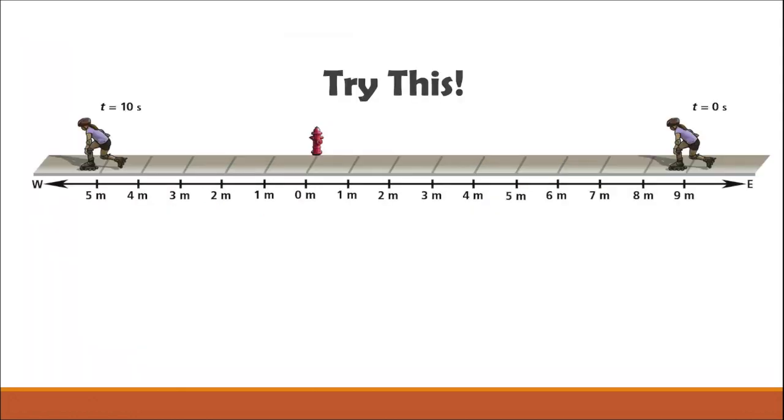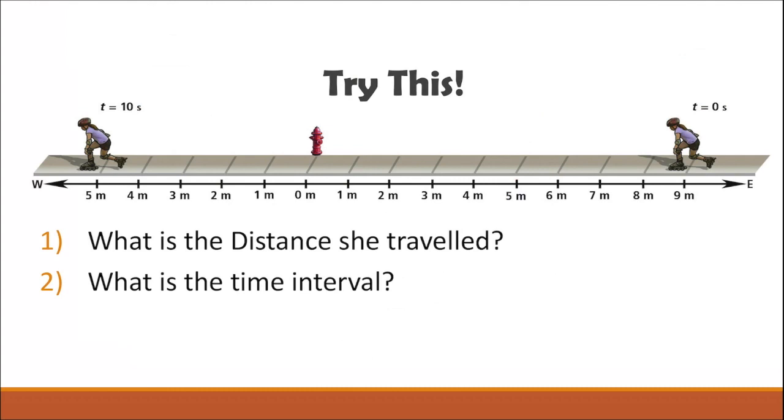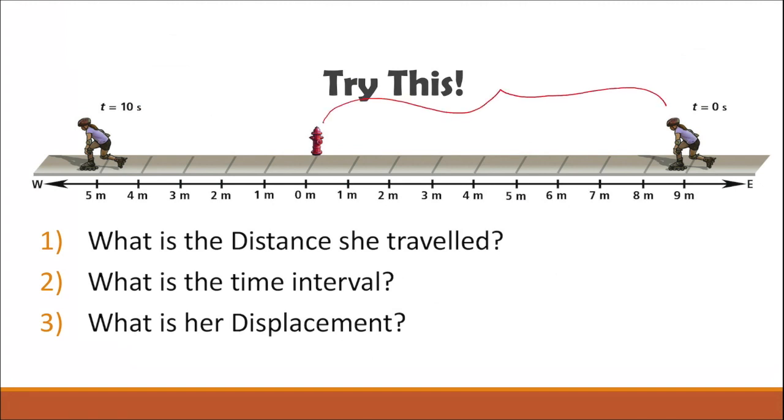We also have 3 other questions to try. Consider this rollerblader. At 0 seconds, she is 9 meters east of the fire hydrant. At 10 seconds, she is 5 meters west of the fire hydrant. What is the distance she traveled? What is your time interval? And what is her displacement? The distance she traveled can be found simply by adding the total meters she moved. From the initial position to the fire hydrant, she moves 9 meters. From the fire hydrant to her final position, she moves 5 meters. Her total movement, therefore, is 9 plus 5, which gives us 14 meters.